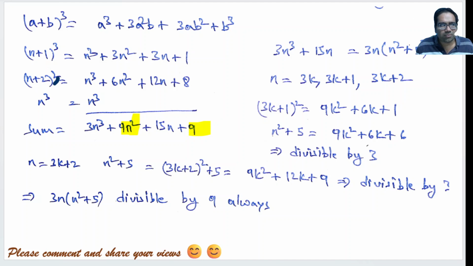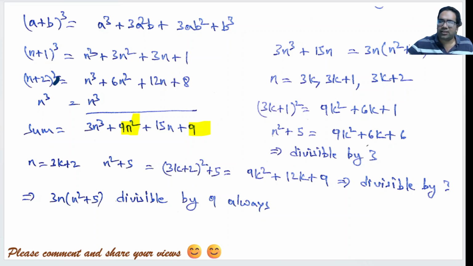So these two parts are anyway divisible by 9. We are worried about 3n cube plus 15n, only these two terms. If we somehow prove that 9 is a factor of 3n cube plus 15n, then we are sorted. Let's take 3n common: 3n times (n square plus 5).